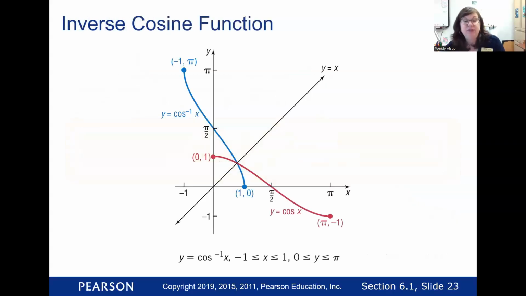All right. And if you flip this one across the line y equal to x, all right, so the red is our original, so you had the (0, 1). So now on the inverse, you have the (1, 0). The red was the original. We had the (pi over 2, 0). So now we have the (0, pi over 2). On the original, we had the (pi, -1). And now we have the inverse, (-1, pi). Reflection across the line y equal to x.